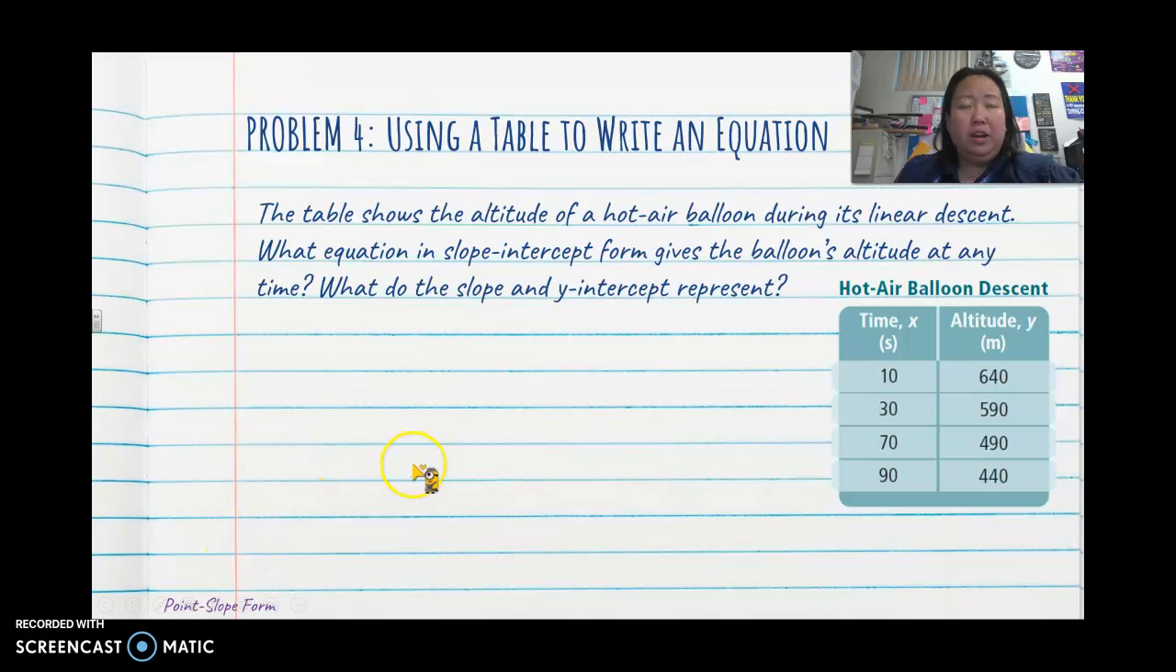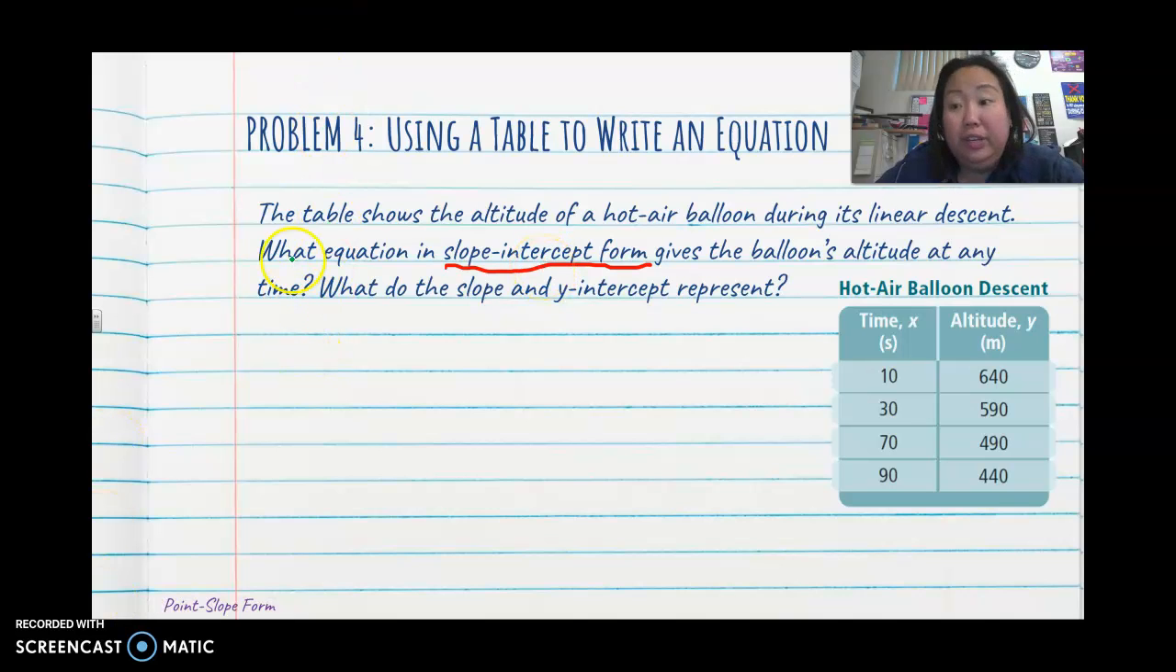Okay, so here in this scenario, we have a table of values. We do not have our graph anymore, but this time we are given a table of values, and what we need is to write an equation in slope-intercept form. Okay, so it is important that we use our slope-intercept form when we write the equation. Okay, so what can we do to get this started?